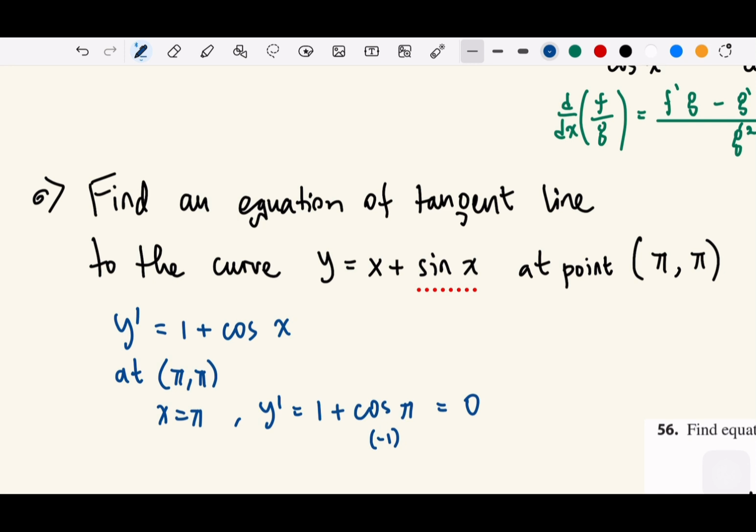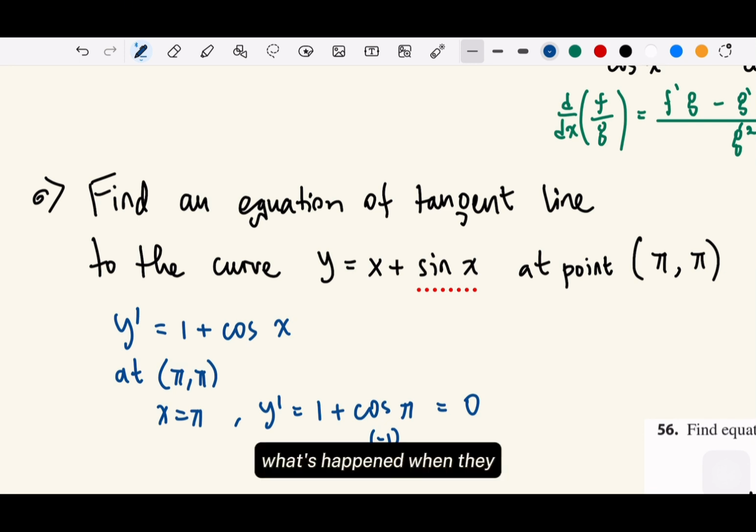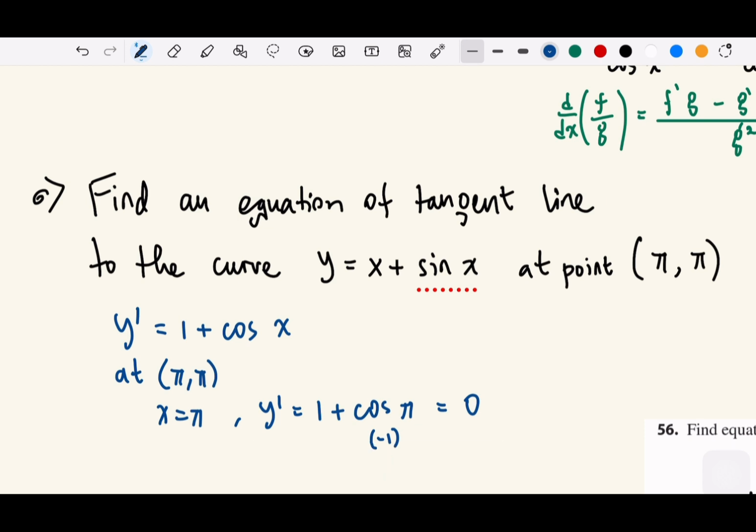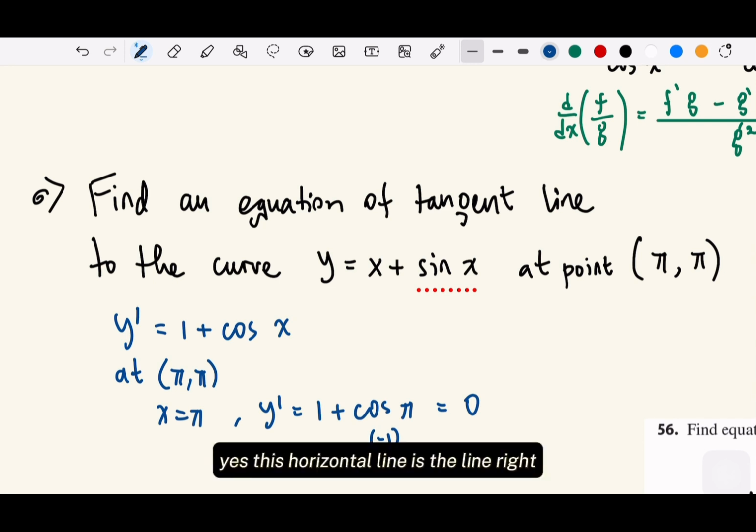So what happens when y prime equals 0? Yes, it's a horizontal line, without any value of the slope, so we don't have a degree of steepness, right? So it's just horizontal.